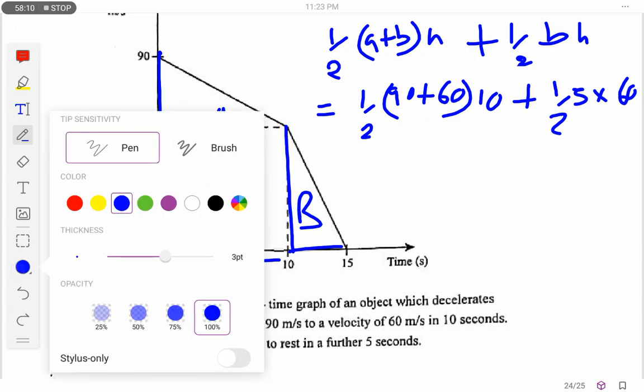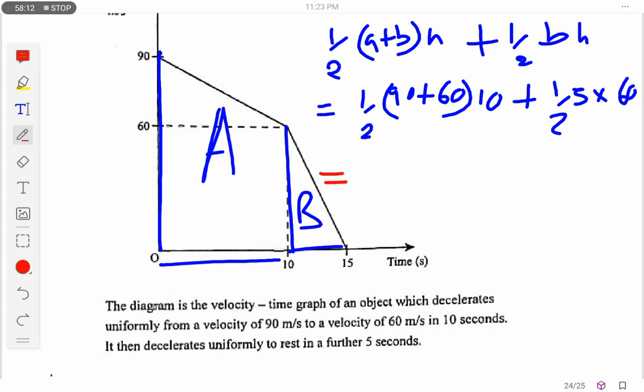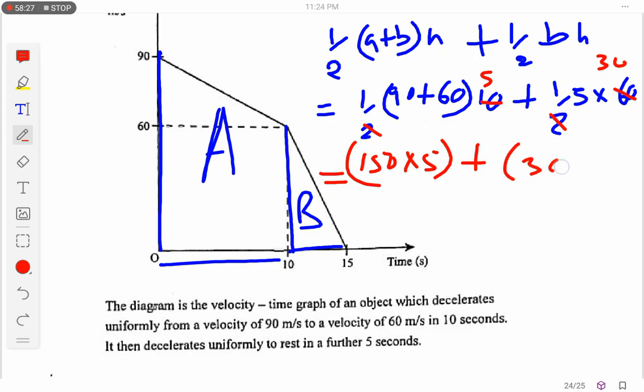Okay, so let's simplify this. What do we get? This is going to be 2 here, can go here, 5. 90 plus 60, that's 150. So I have 150 by 5 plus 2 here, 30 by 5. Okay, so if we simplify here, I'll get 900 meters. Okay, that's our answer there.